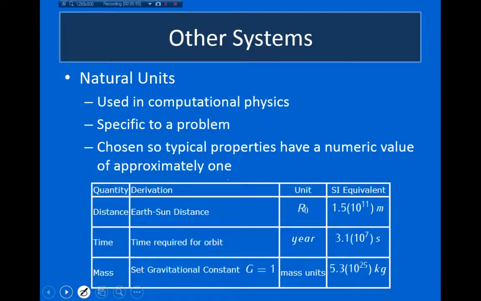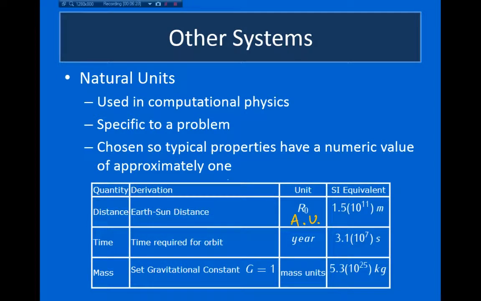Natural units are a system of units that are very specific to a particular problem. These units are chosen so that most quantities have a numeric value of approximately 1. So for example, if I wanted to come up with a system of units that describe the Earth's orbit around the Sun, I would choose my unit for distance as being the distance between the Earth and the Sun, which is also called an astronomical unit. And I might choose my unit of time to be a year, since that's the amount of time it takes for the Earth to orbit the Sun.